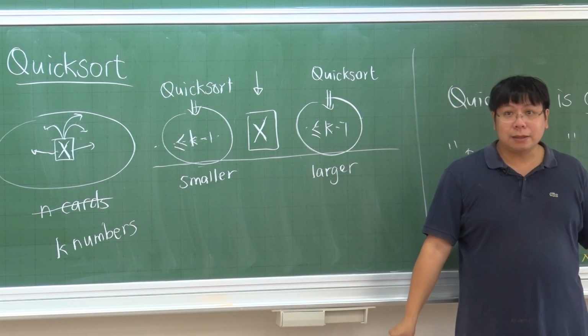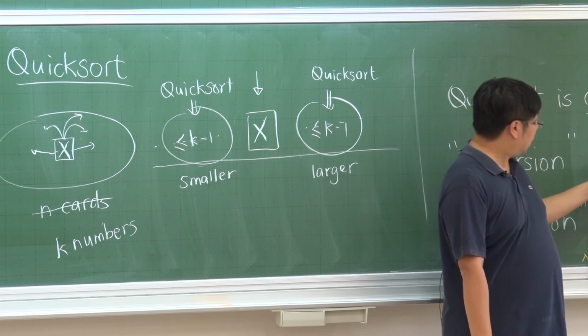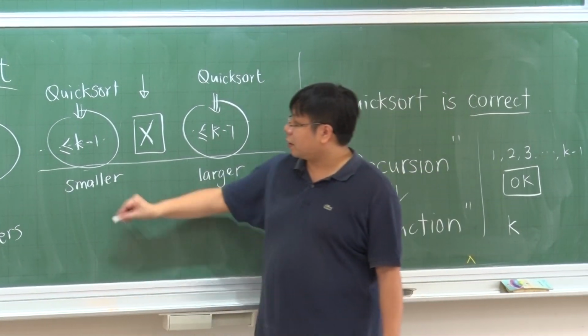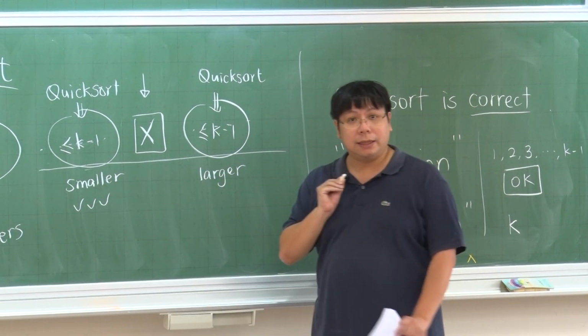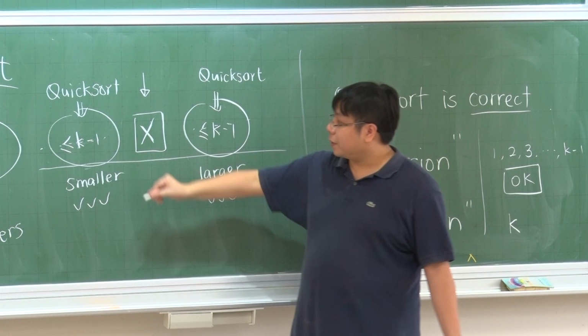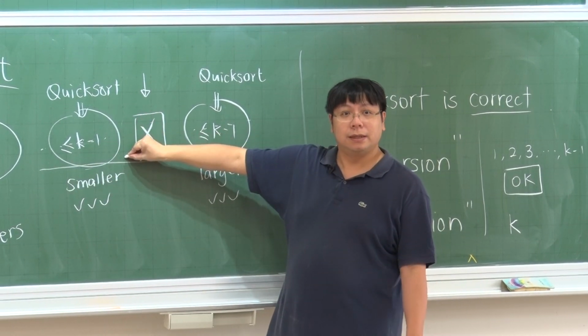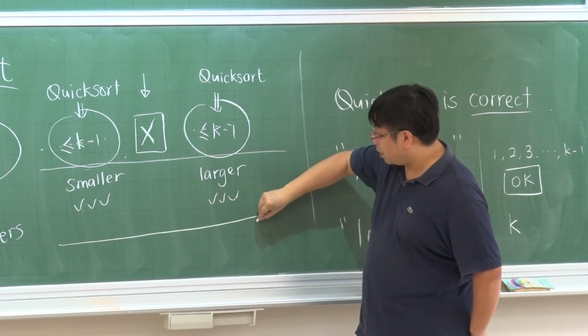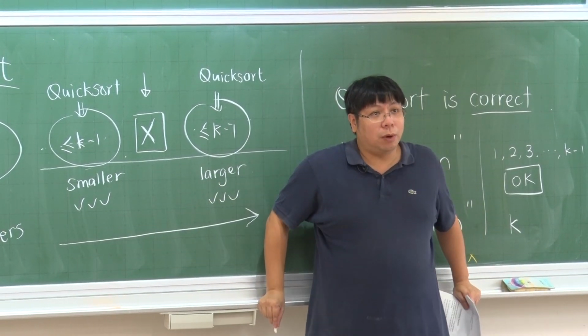Now induction tells us that quicksort can do 1, 2, 3, up to k minus 1 properly. So quicksort can sort the smaller part correctly. It can sort the larger part correctly. Now, if the smaller part is sorted correctly and the larger part is sorted correctly, the combination of these will be the sorted sequence that you want.